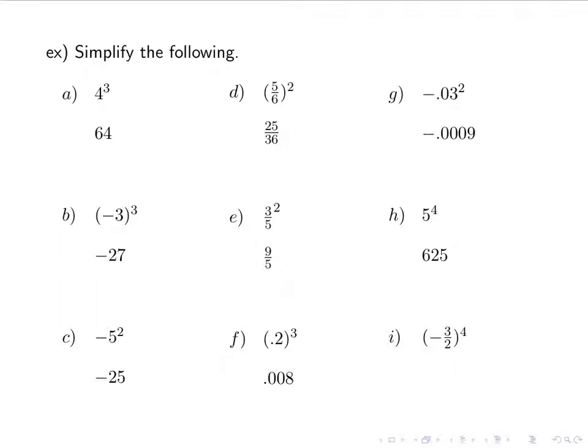As our last one, we have (-3/2) to the 4th. The negative 3 halves is in parentheses, so that whole thing is being raised to the 4th. I'll end up with 4 negatives, so my answer is positive. I'll have 4 3's on top, that's 81. I'll have 4 2's on the bottom, that's 16. So you get 81 over 16.